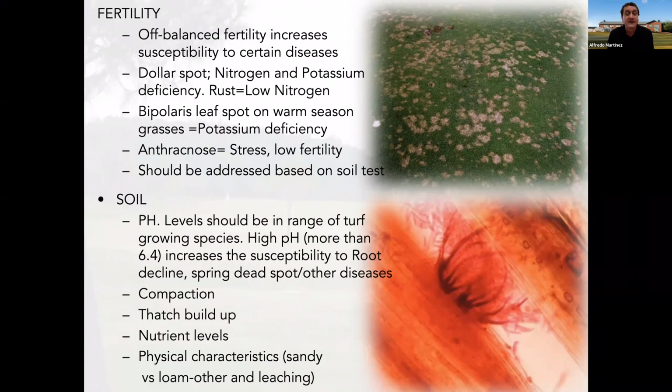If you know that dollar spot is a nitrogen and potassium deficiency. Rust, especially in zoysiagrass, I already have a couple of samples of zoysia that have had rust. It's low nitrogen, a lot of humidity, and so on. So again, I cannot stress enough the importance of soil fertility. That's very much the key.